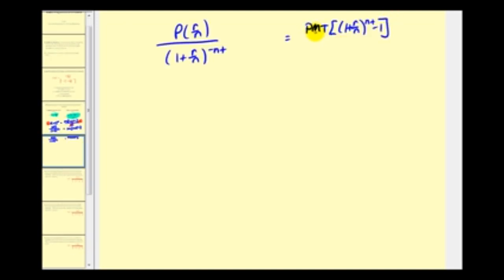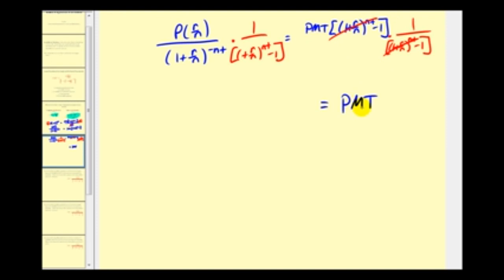Now to isolate PMT, we're going to divide or multiply by 1 over 1 plus R over N to the NT power minus 1. So looking at the right side, this would simplify out, and we're left with the payment. So we isolated PMT for payment. Let's see what we have on the left side.